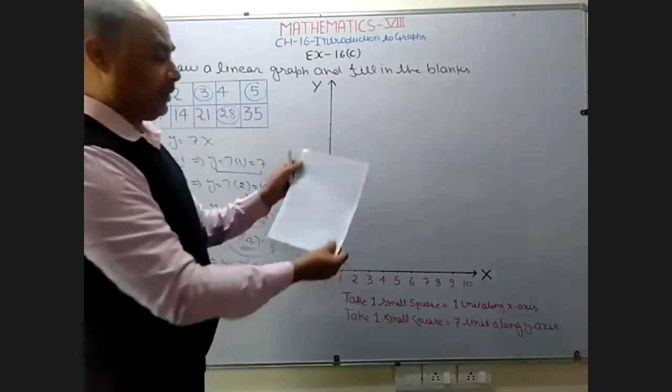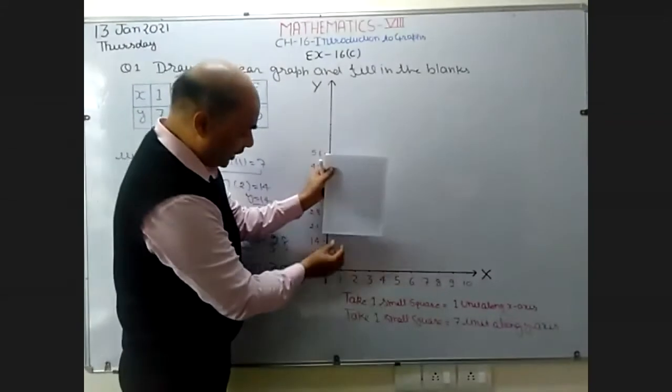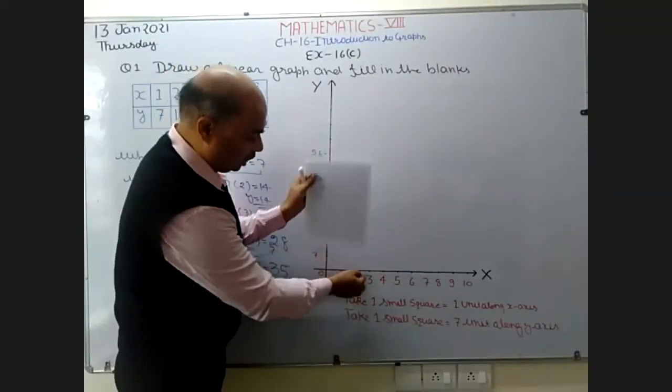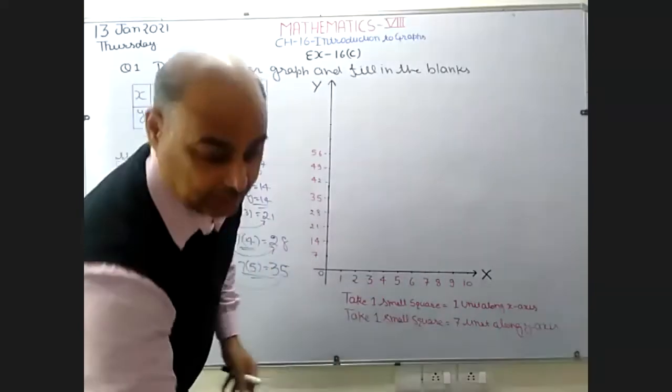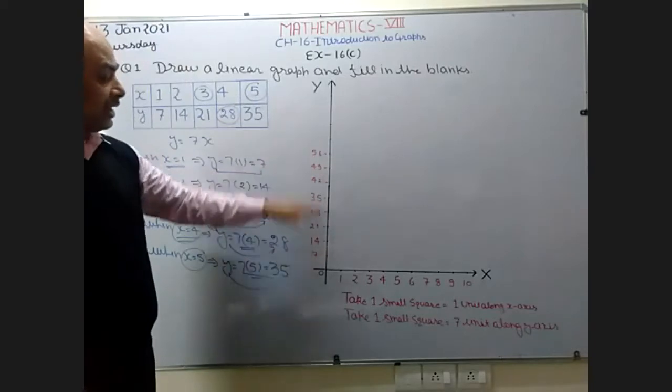This is your graph paper, beta. Some small boxes are there. You have to take these small boxes. Right here, 1, 2, 3, 4, 5, 6. On this side I take 7. Why do I take 7, 14 and so on?